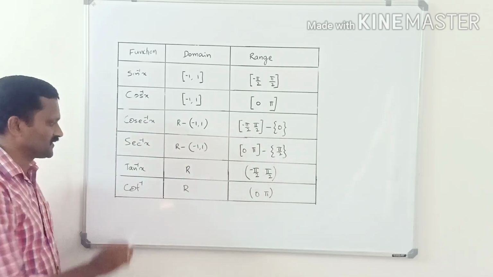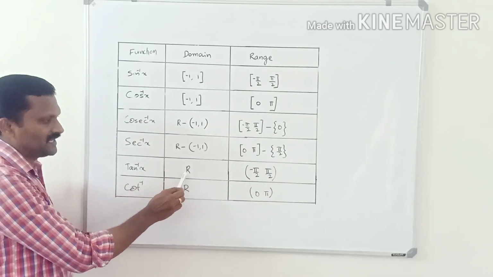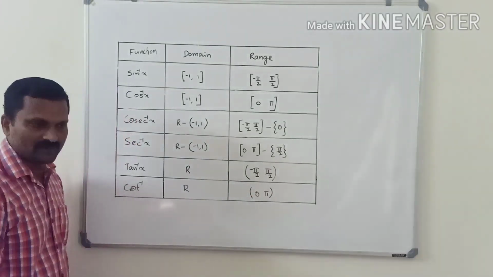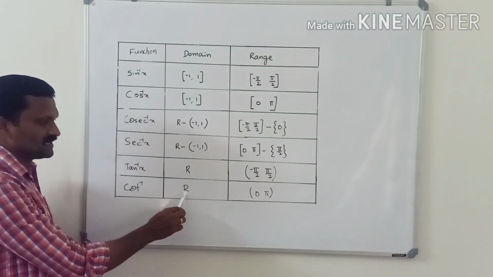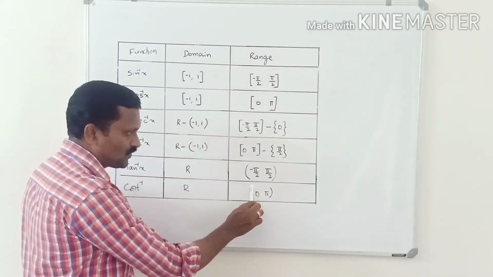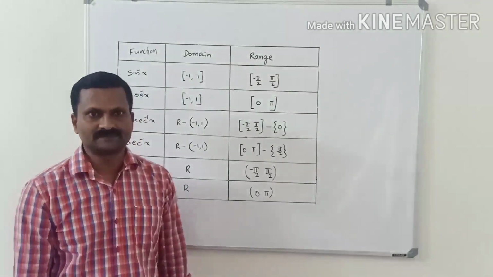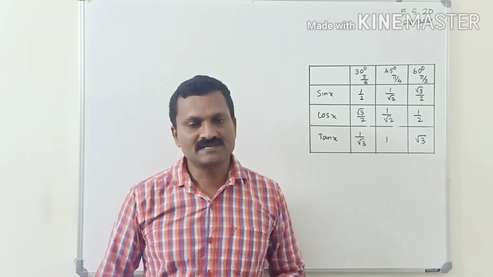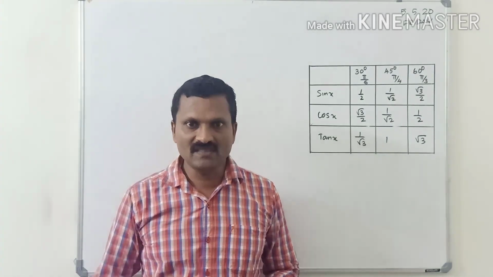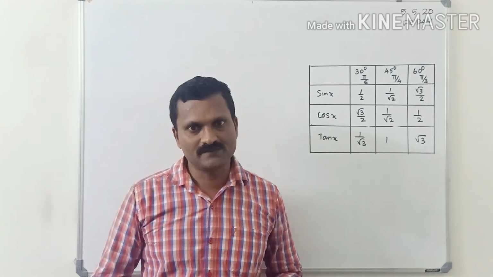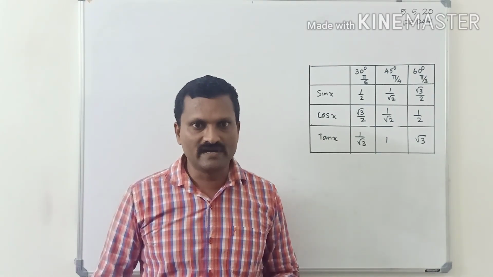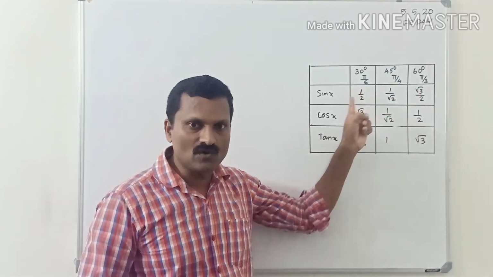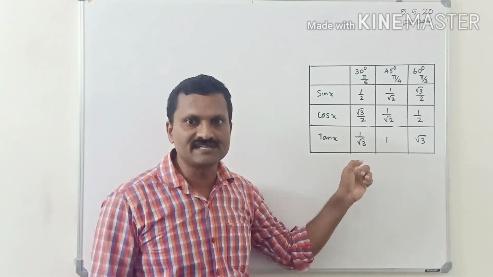Tan inverse, domain R, range open interval minus pi by 2, pi by 2. Cot inverse, domain R, range open interval 0, pi. The value or principal value of inverse trigonometric functions means the value in its range. To find its principal value, we need this table or these values. It is already studied in first year.